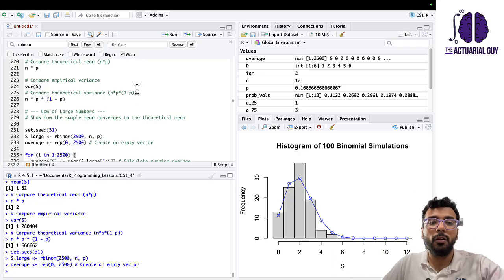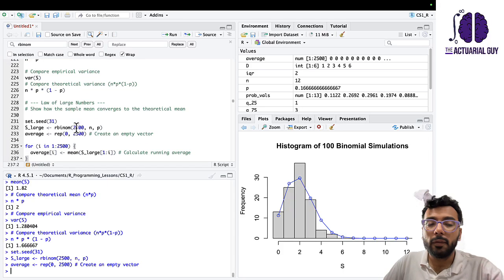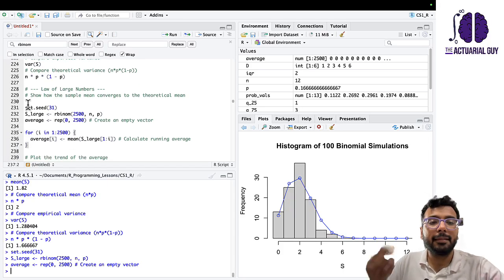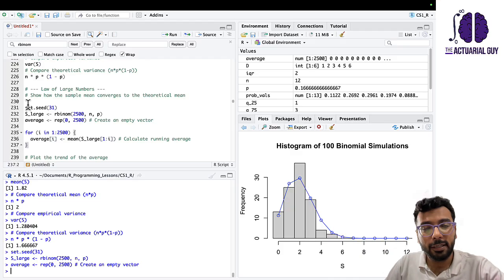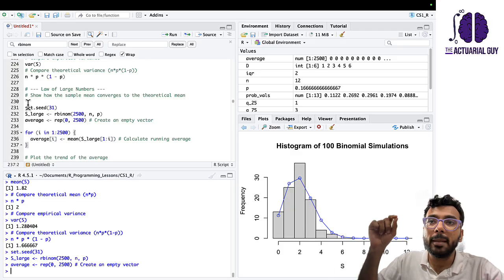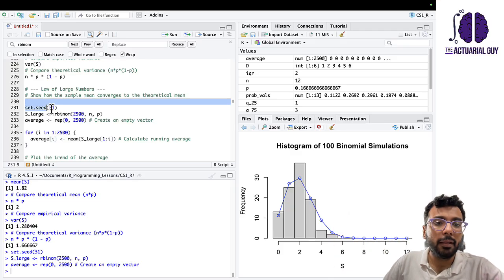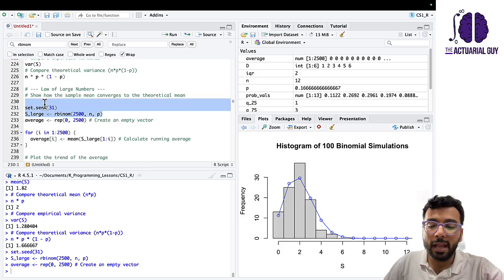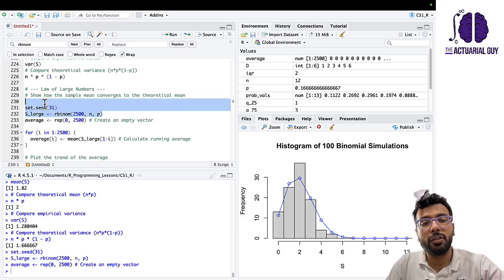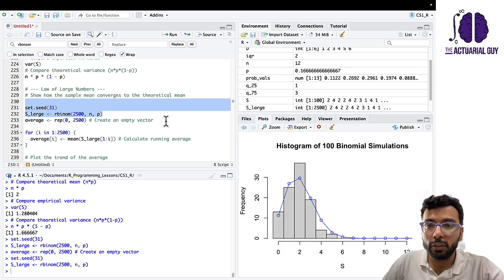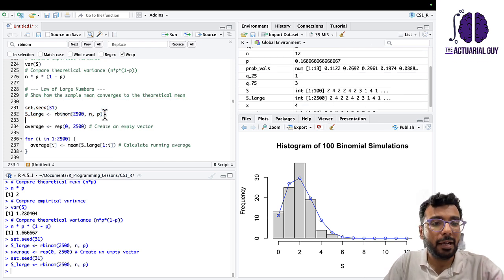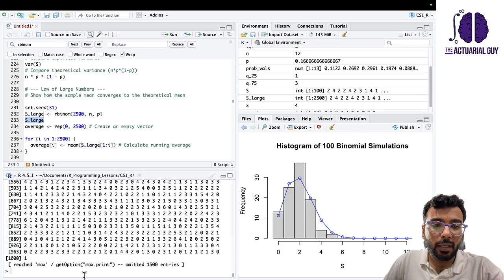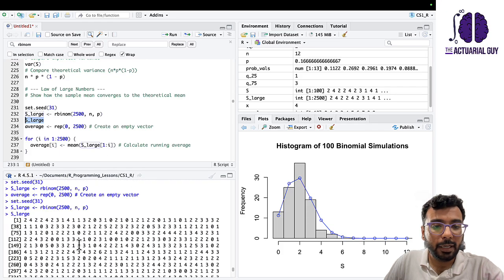I want to demonstrate the law of large numbers to you. How do I do this? Let's keep increasing the number of simulations and see how the empirical mean behaves. Firstly, let's set a seed and generate a very large number of simulations. So 2500 simulations I've generated as a part of S large. If I show you S large, there are 2500 simulations here, right?